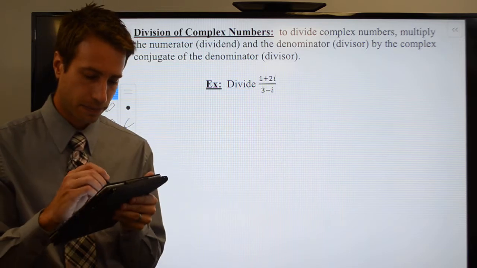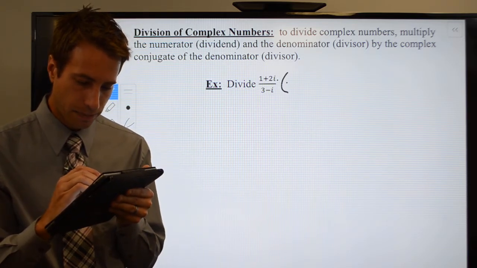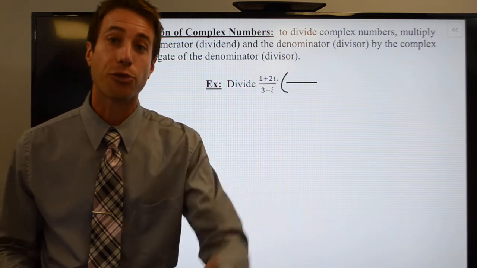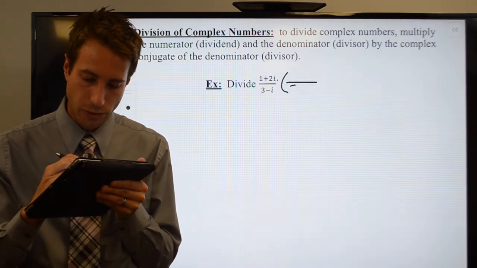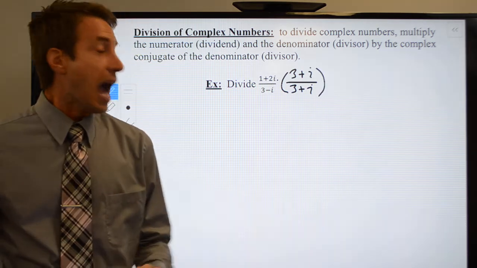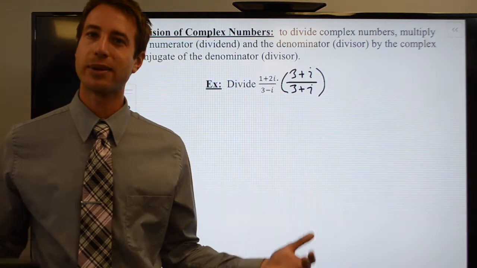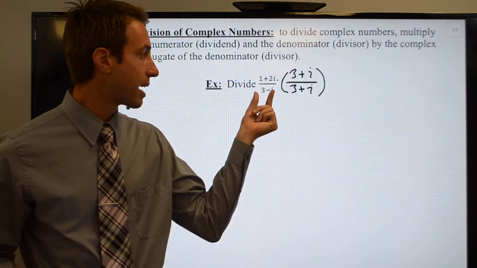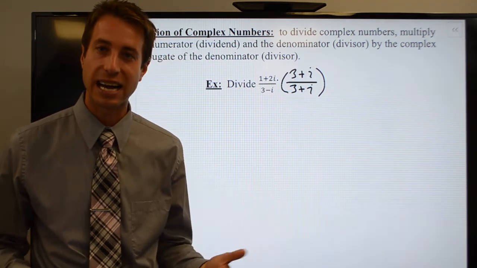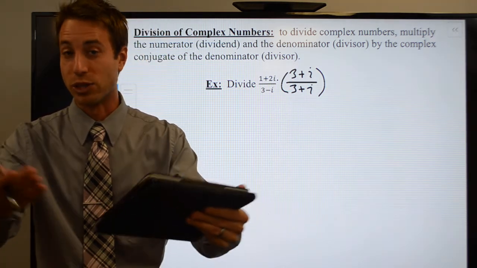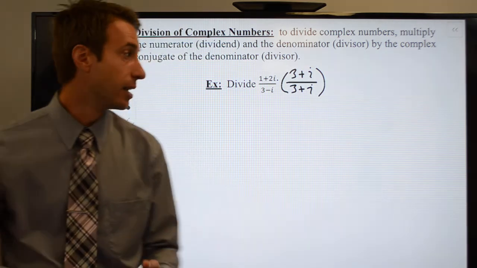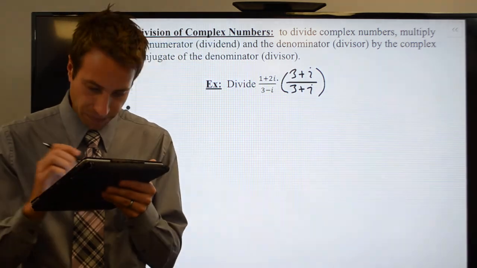So here we go. Multiply top and bottom. My denominator is 3 minus i, so the complex conjugate is 3 plus i. So 3 plus i over 3 plus i. Now we need to multiply this out. I have 1 plus 2i times 3 plus i. We're going to FOIL, which is why we just looked at multiplying complex numbers, because we need it here when doing division. So let's FOIL this out.